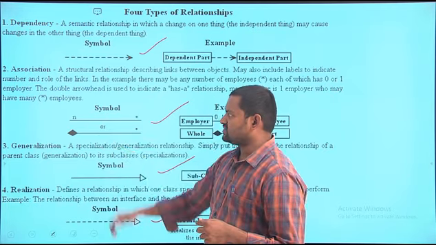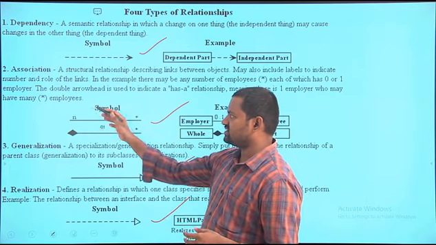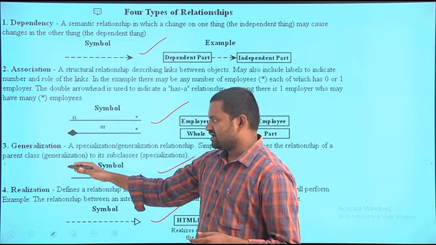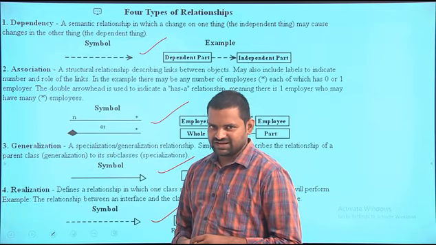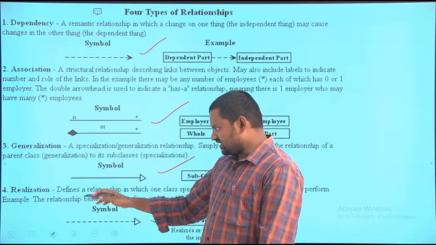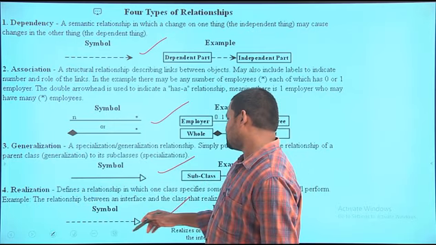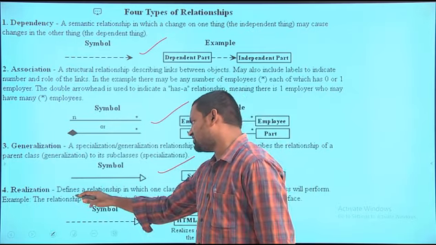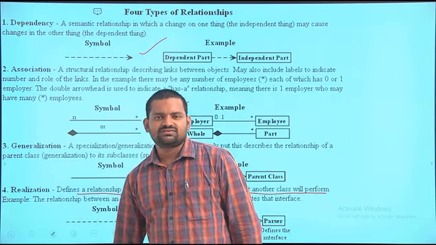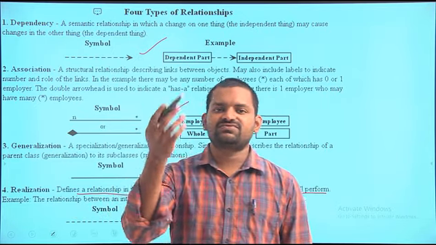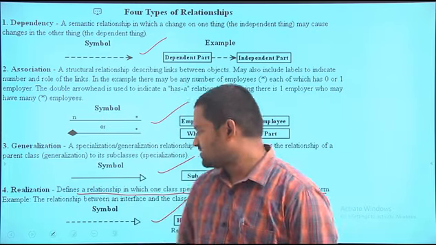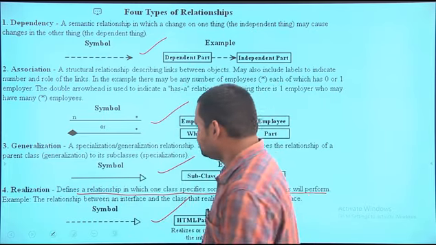Association is a structural relationship, and association may have different kinds of relations, such as aggregation. Generalization is the parent-child relationship. Realization is this. What is realization? It defines a relationship in which one class specifies something that another class will perform. One class specifies something, another class performs it. At that time, we use this symbol, right?